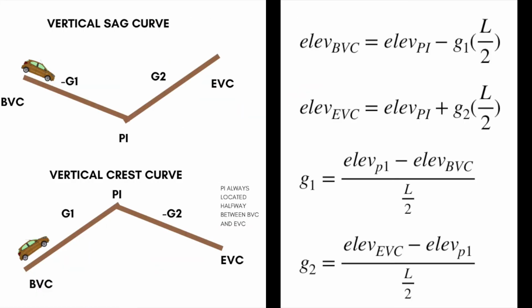Okay, so we'll notice there's two types of curves, a vertical sag curve and a vertical crest curve. And basically the vertical sag curve, we got the PI at the bottom. Vertical crest curve, we got the PI at the top. Basically one's a hill, one's a valley.